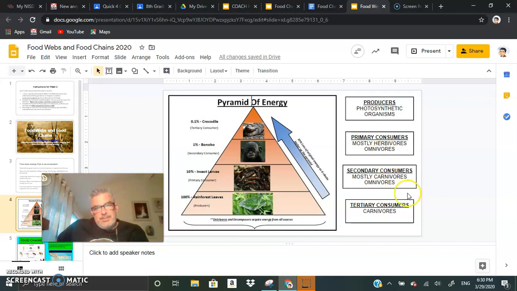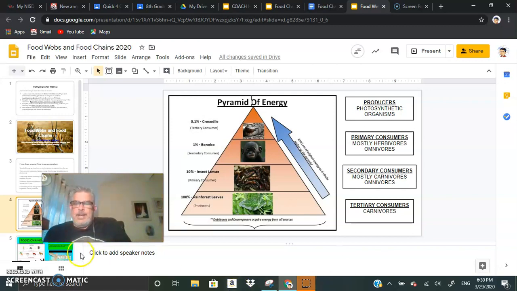Secondary consumers are mostly carnivores and maybe some omnivores, and tertiary consumers are carnivores. Now, remember, an omnivore eats both plant and animal. We as humans, most of us, with the exception of vegetarians, are omnivores. Another example of an omnivore out in the wild would be a bear. A bear eats berries and eats fish, so that would make him an omnivore.